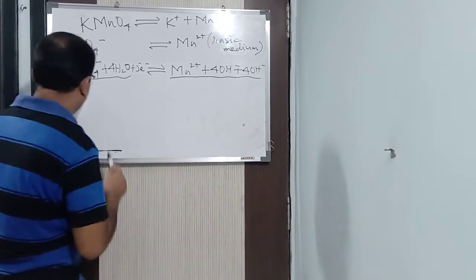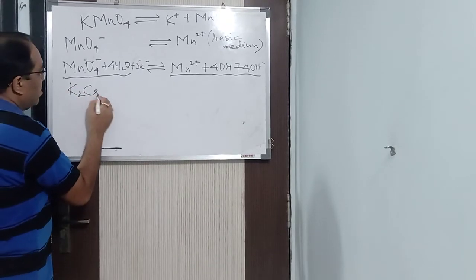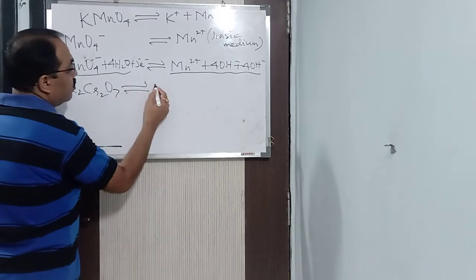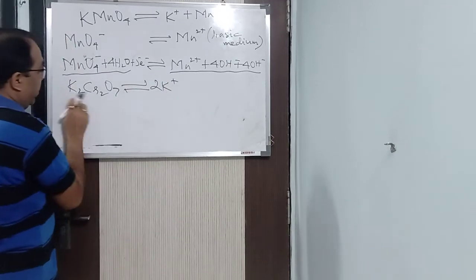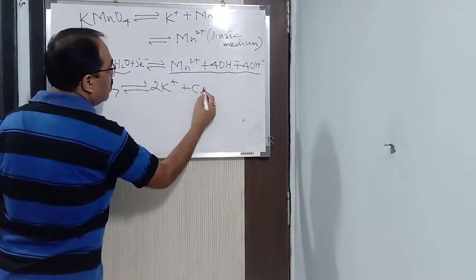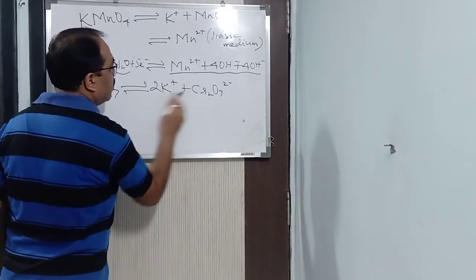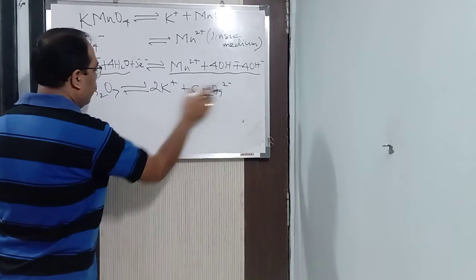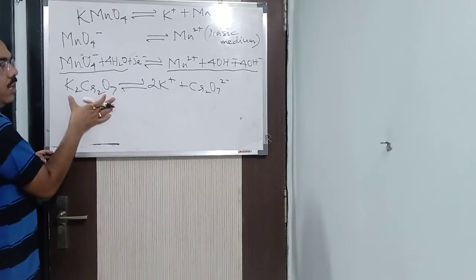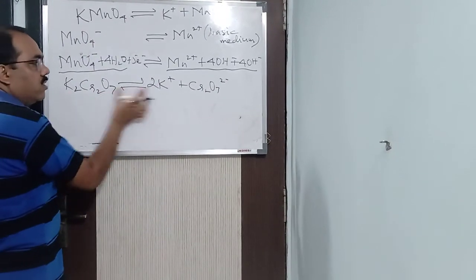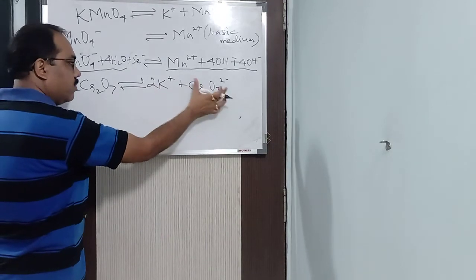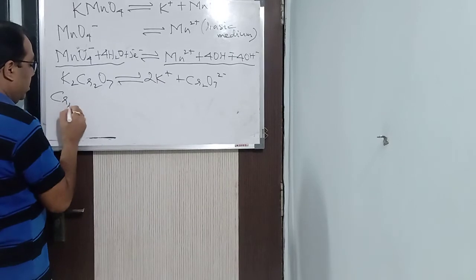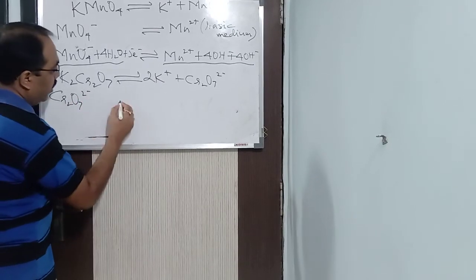One more I will tell you. K2Cr2O7. This is an oxidizing agent, you know. It dissociates to give you 2K plus and Cr2O7 2 minus. Because if the positive charge is 2, the negative charge also has to be 2. Why? Because ultimately the compound is neutral. So it dissociates into an equal number of positive and negative charges. That's the most important thing. I have nothing to do with K plus. I have to do with Cr2O7 2 minus.